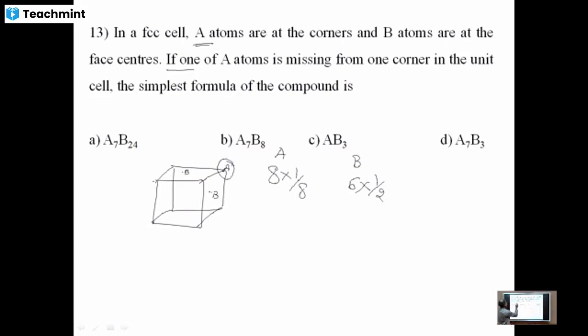Now, in the second sentence, one of the A atoms is missing from one corner. We have 8 corner particles. Out of 8, one of the particles is missing. Then total number of corner particles is just 7, not 8. So number of A particles will be 7 into 1 by 8, whereas number of B particles will be 6 into half. Let us write the ratio. A is to B is equal to, A contribution is 7 into 1 by 8 and B contribution 6 into half.